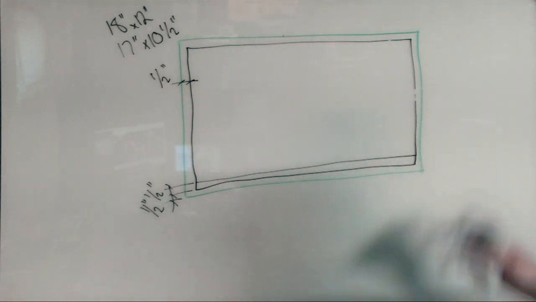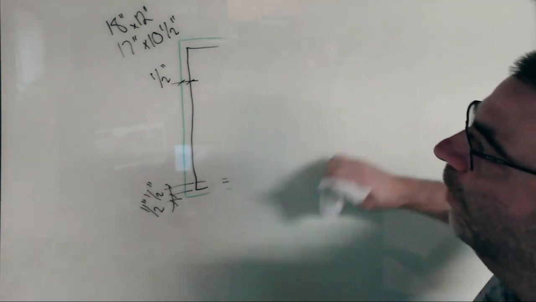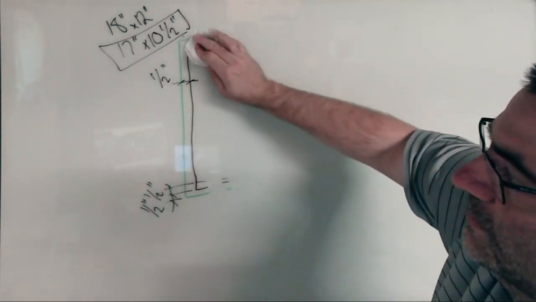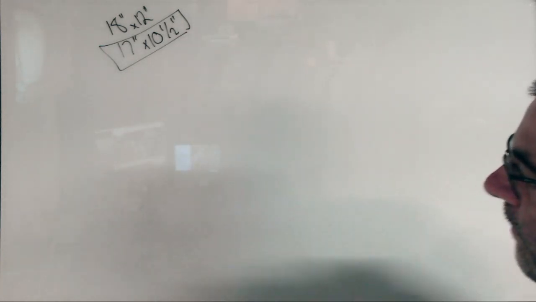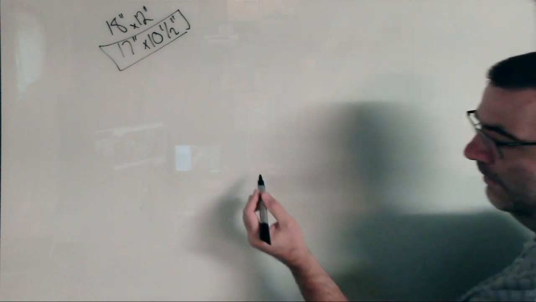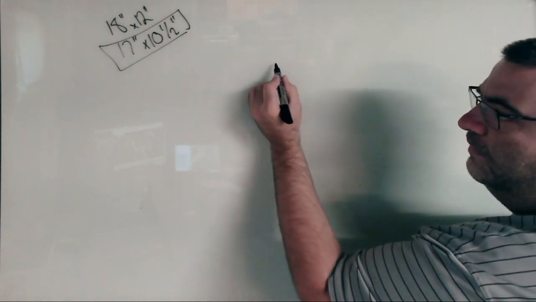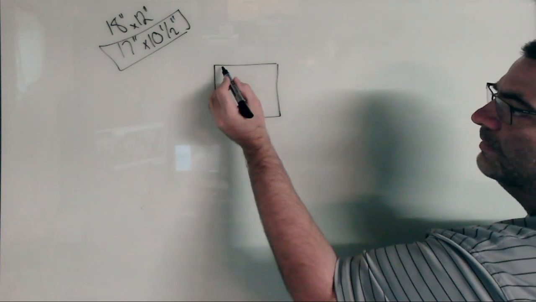So our first step is we know how big our drawing area is. Our maximum drawing area is 17 by 10.5. Our next step is to start thinking about our actual drawings. So if we want to think about our grid view, this is the top.